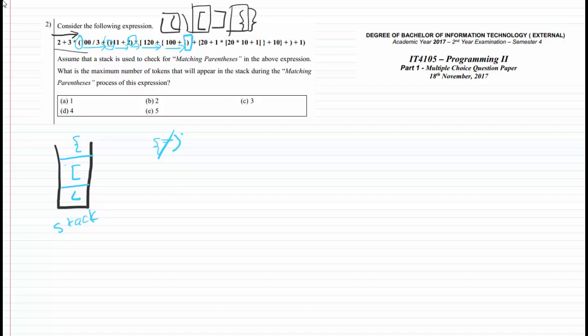The question was, what is the maximum number of tokens that will appear in the stack during the matching parenthesis process? Here the maximum number of tokens is 3. So 1, 2, 3. When we exit out of the loop, the maximum number of tokens was 3. So that is the answer.